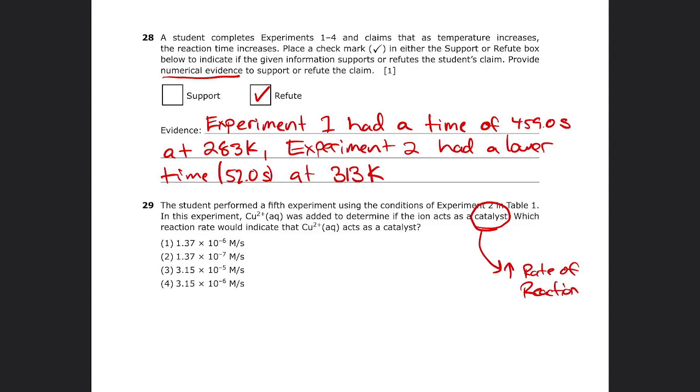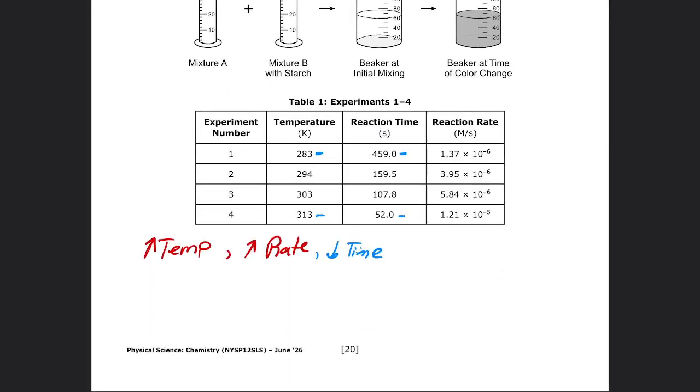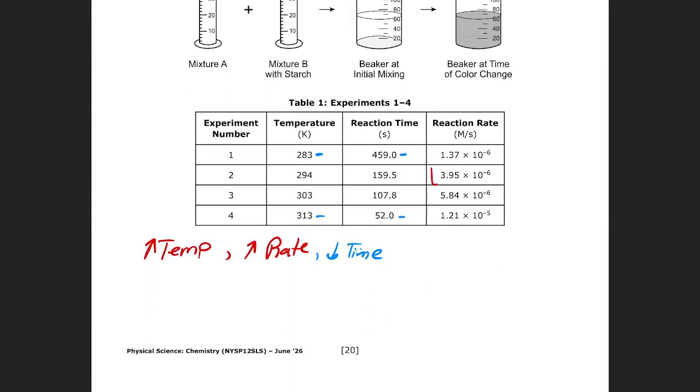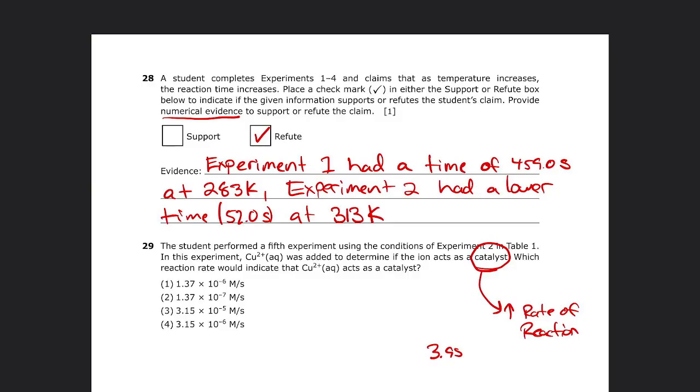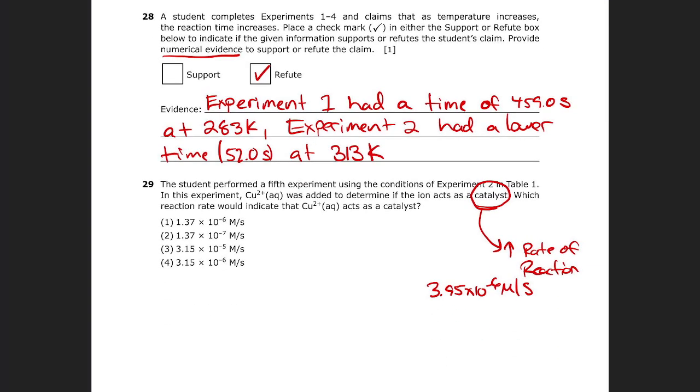All right, if we are simulating experiment 2, what I want to know is what the rate of experiment 2 was. This way I can compare it with the answer choices. So right here, it is 3.95 times 10 to the negative 6 molar per second. All right, so if this Cu2+ truly acts as a catalyst, the rate should be higher than the rate that we just wrote here. So let's evaluate the answer choices.